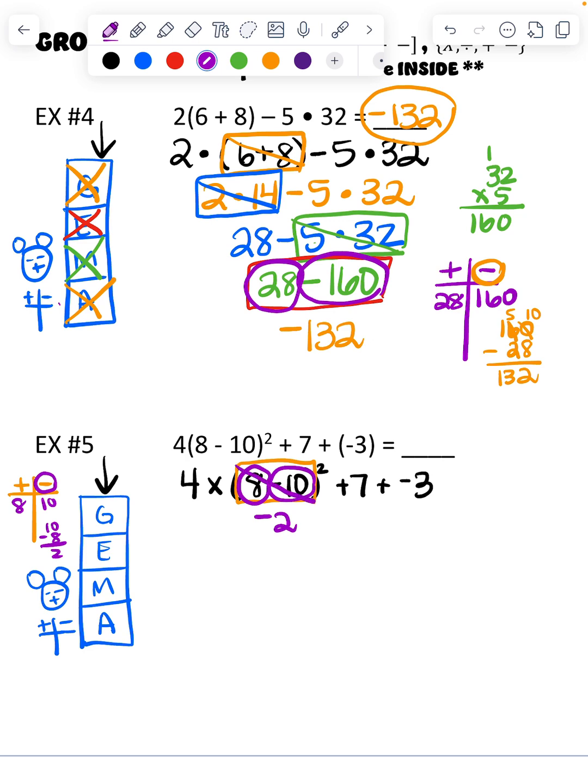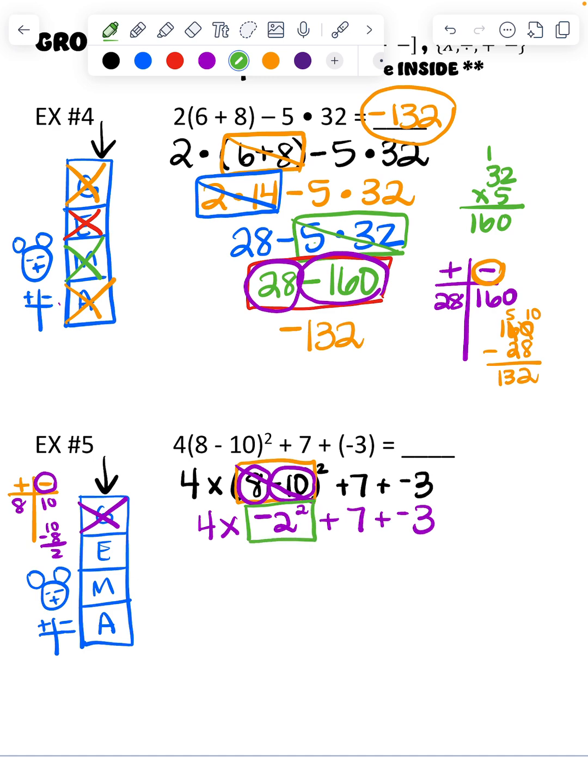And then I'm going to rewrite everything outside of my parentheses. So I have 4 times in front. I have the exponent of 2, right? I have the plus 7 and the plus negative 3. And now I'm ready to mark out my groupings because I've solved all of them and move on to my exponent. So I'm going to box my exponent and I'm going to solve.